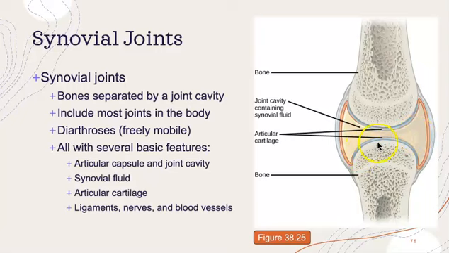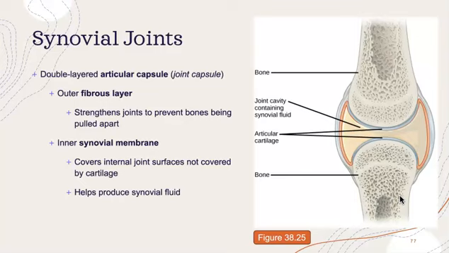And then lining each of the bones, we're going to have an articular cartilage, which is made up of hyaline cartilage. And we'll have ligaments. They could be inside the joint or they could be external to the joint. We'll have some nerves associated with it and blood vessels. So let's talk about that articular capsule again. Like I said, there's two layers. There's a fibrous layer, and this will help to strengthen the joint and prevent the bones from being pulled apart.